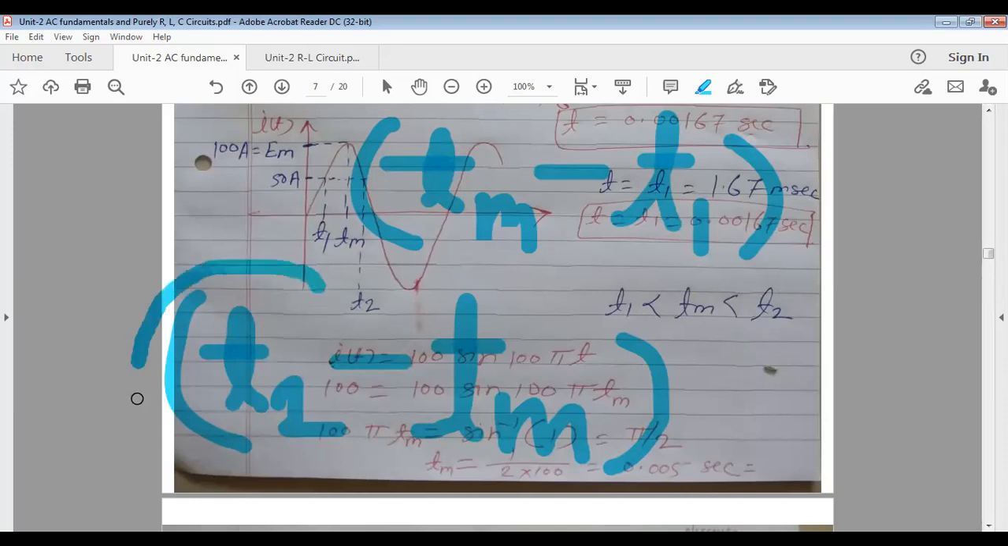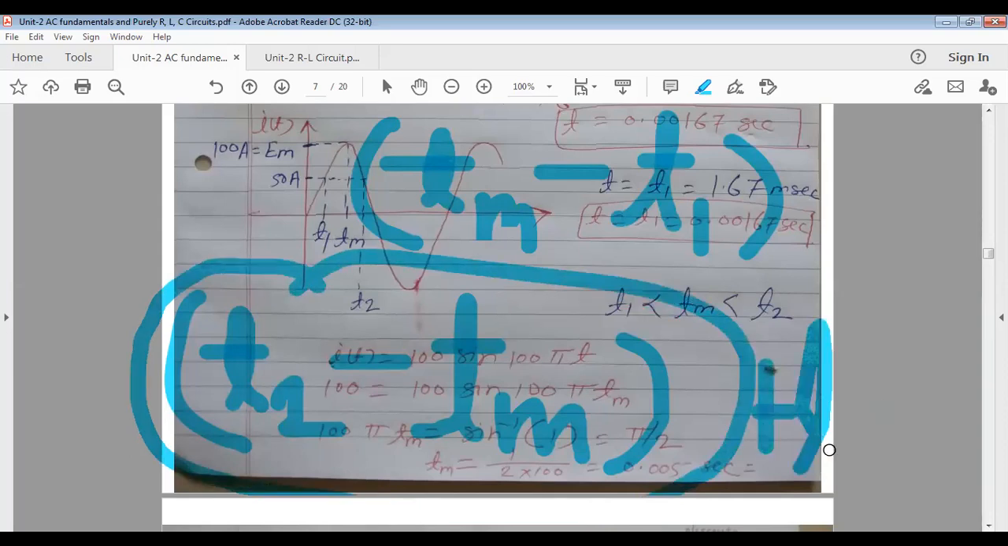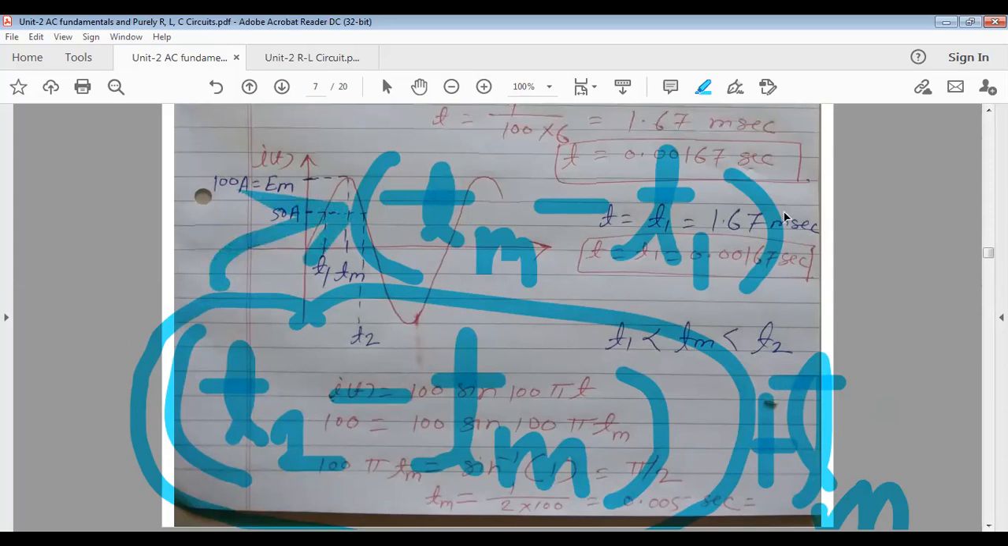So Tm plus this parameter is T2, isn't it? And this parameter you can equate to Tm minus T1, which means T2 is equal to Tm minus T1 plus Tm. Got it? Any difficulty? This is also another option. Okay. So like this questions. Hope it is clear to all of you.